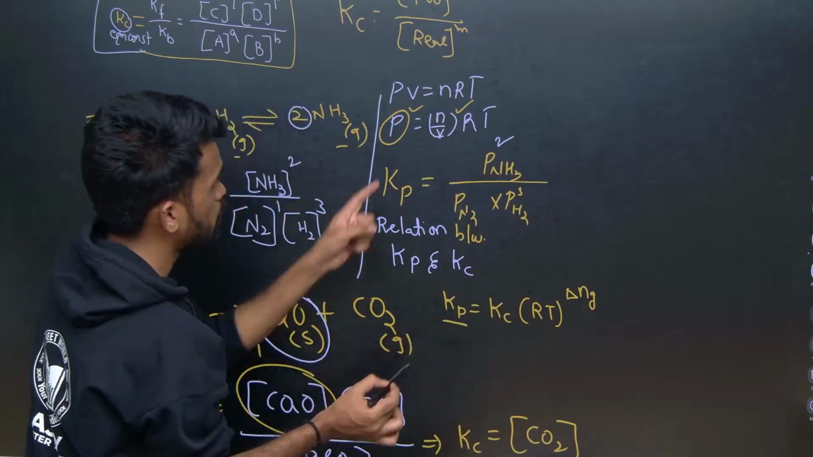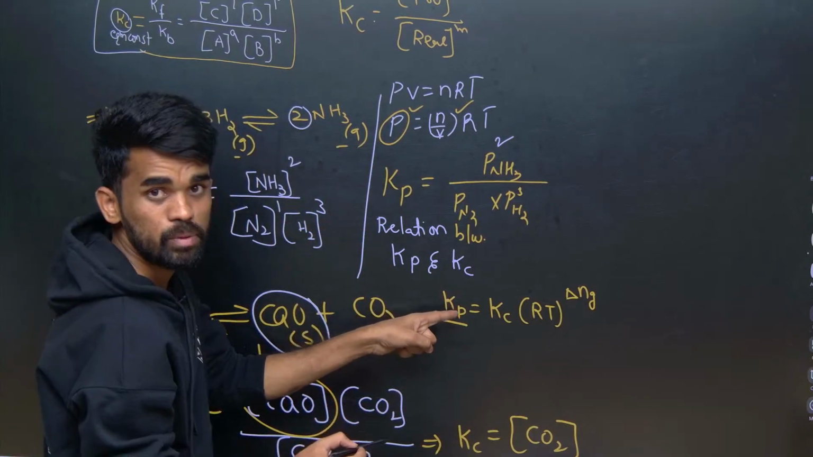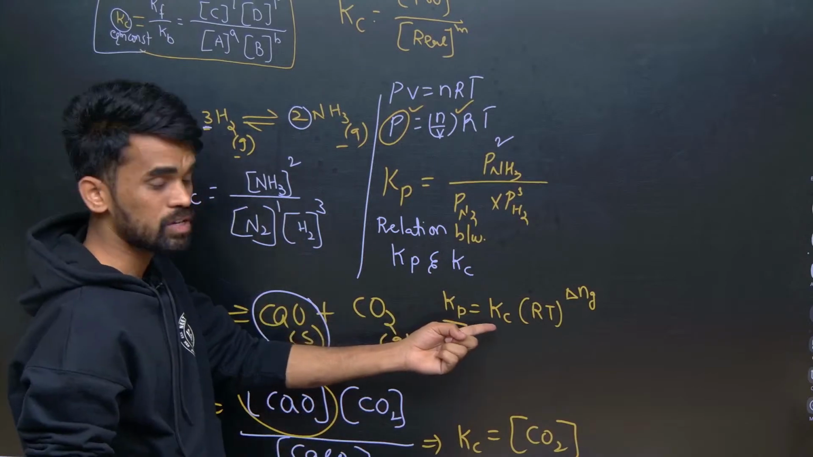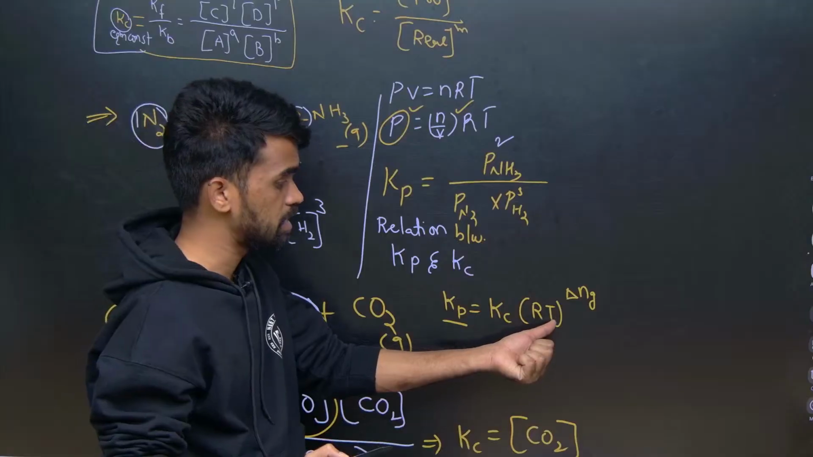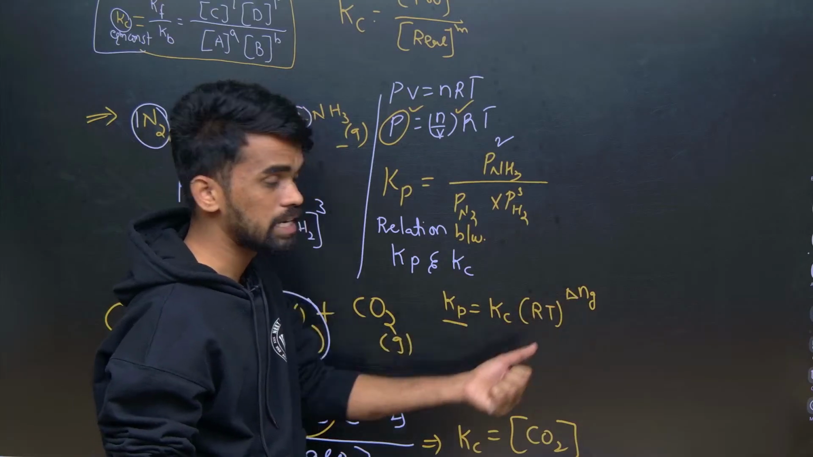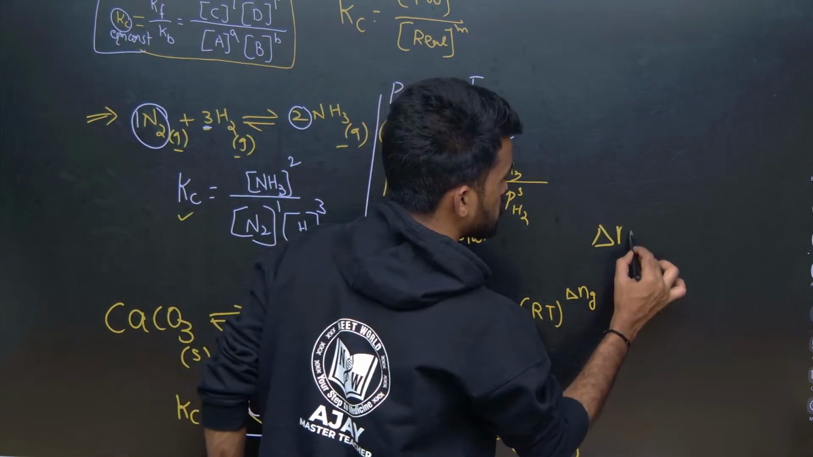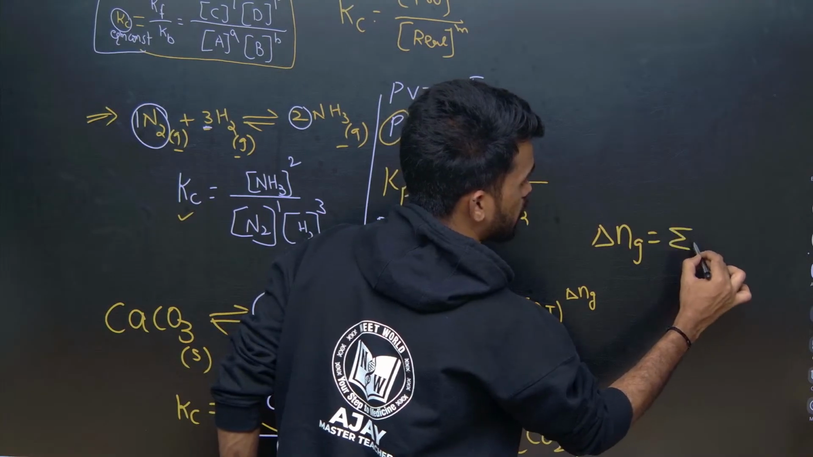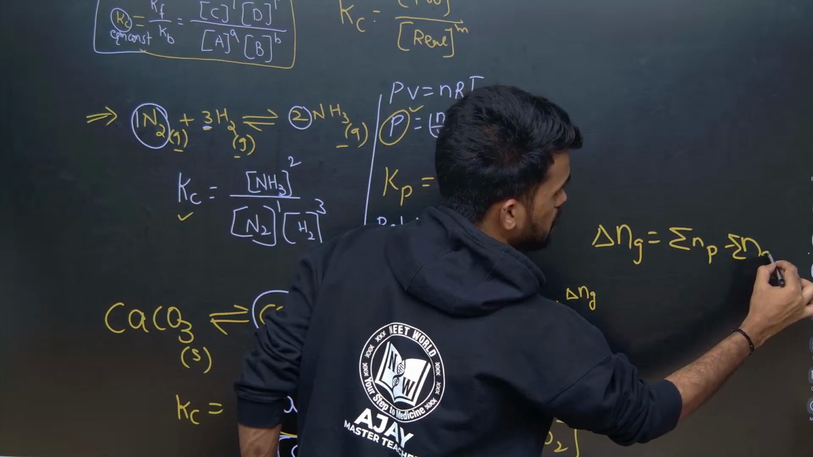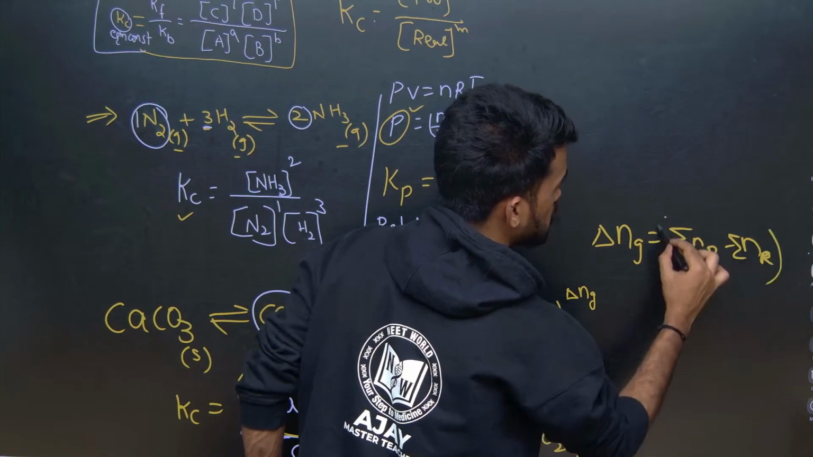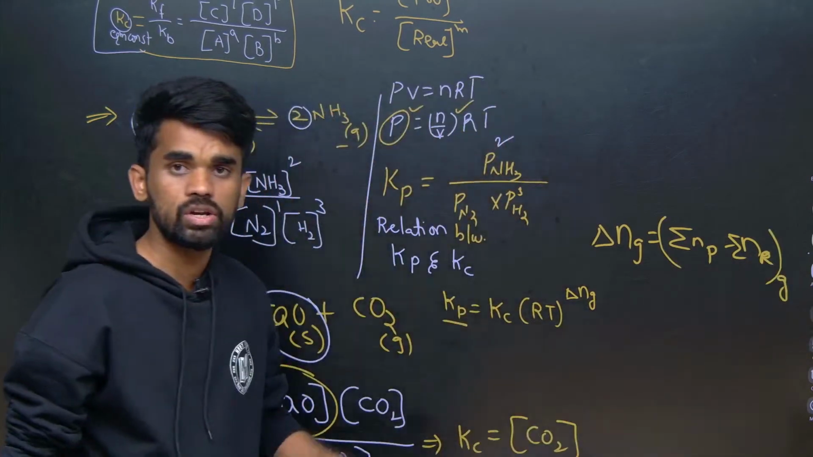Kp is the equilibrium constant in partial pressures, and Kc is in terms of molar concentration, R is the universal gas constant, T is temperature. And what about delta Ng? Delta Ng is nothing but the number of moles of gaseous products minus the number of moles of gaseous reactants. Everything should be in the gaseous state, then only you can consider it.